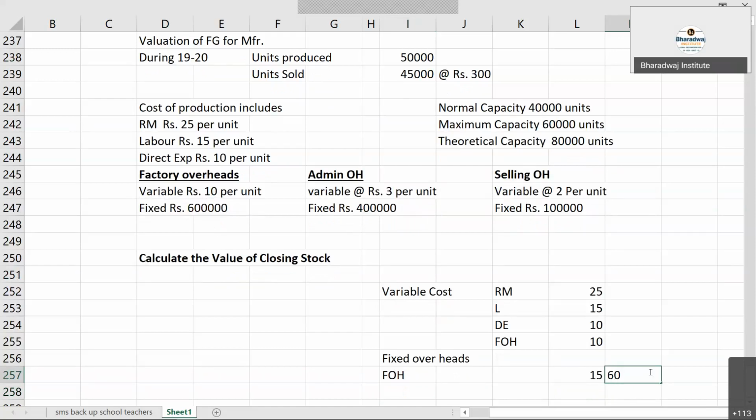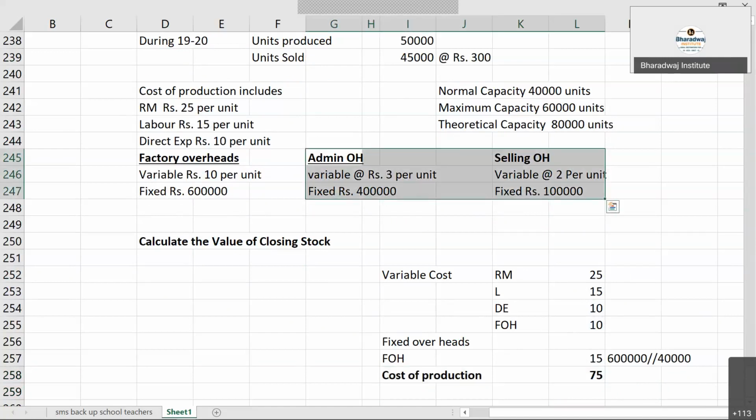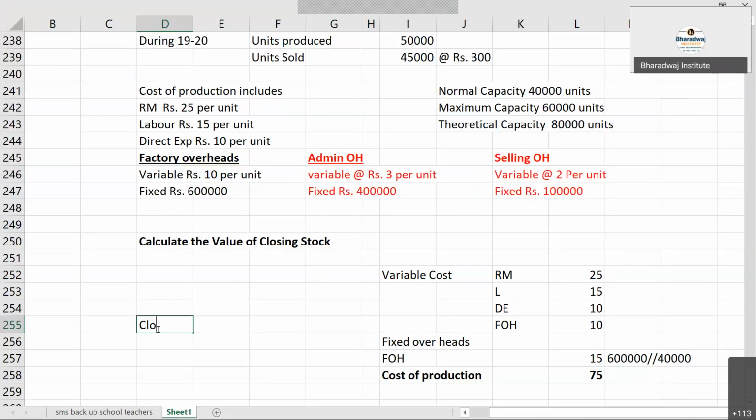So this is 6 lakhs divided by 40,000. This is the cost of production. Okay, so what about administration and selling overhead, sir? That should not be considered. So closing stock value will be 5,000 units into 75 rupees. So this is the value of closing stock.